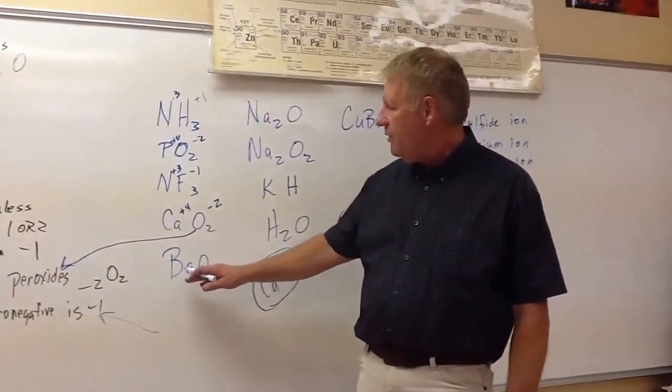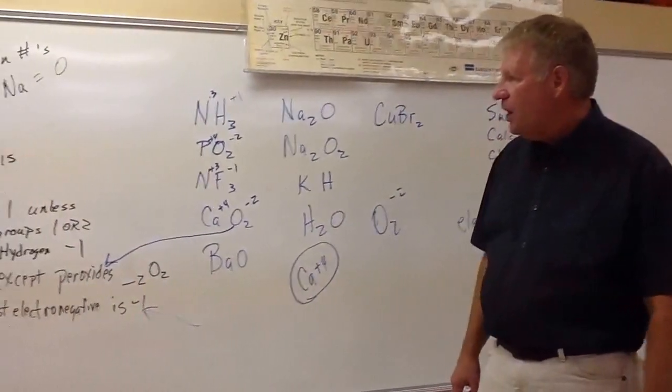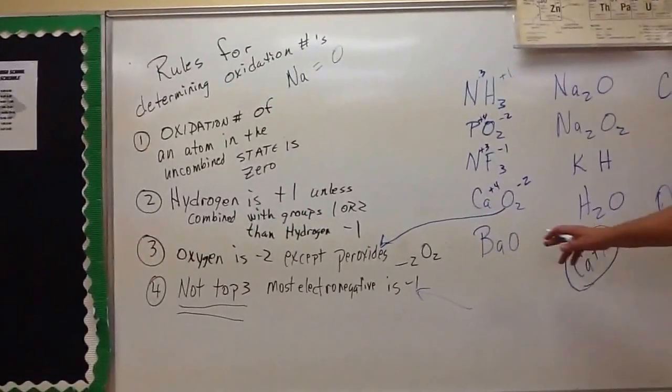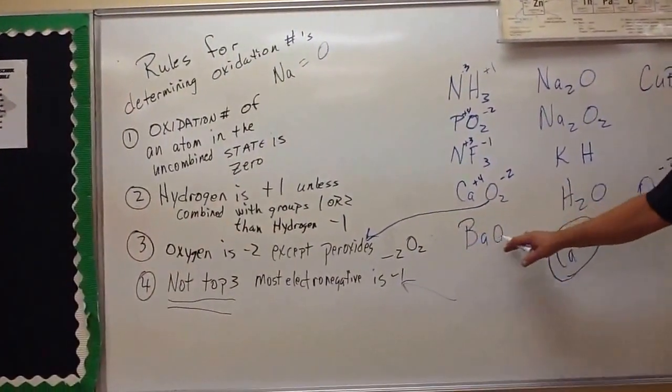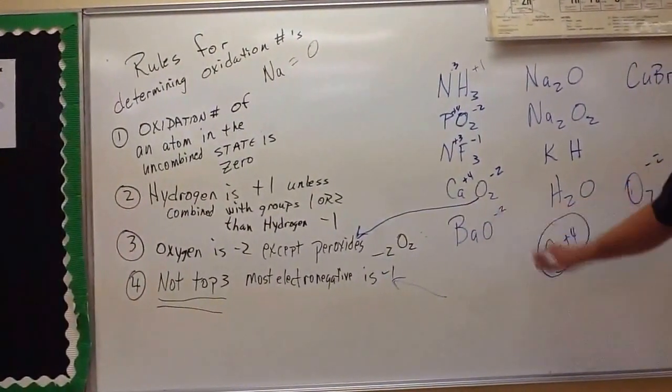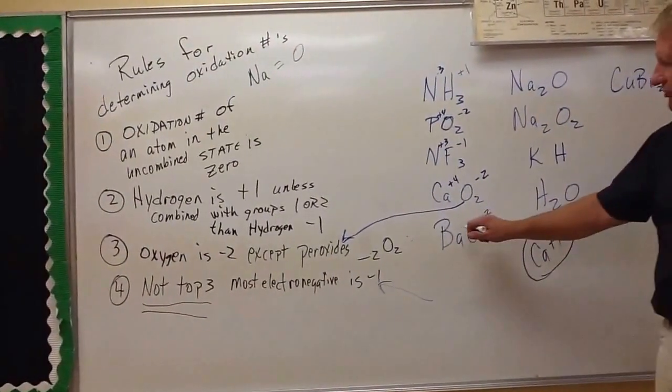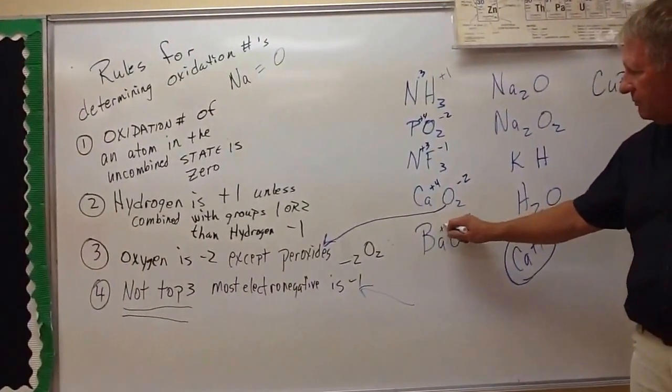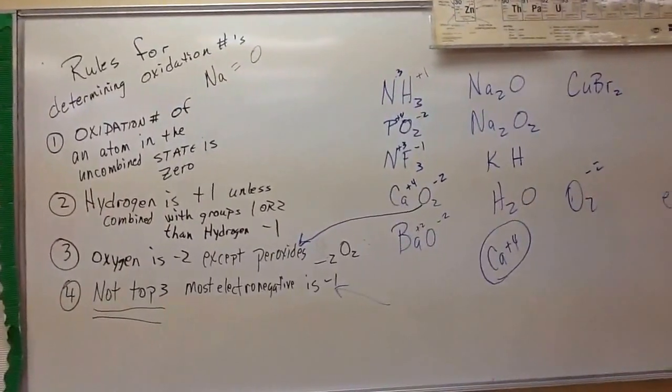Now we have barium oxide. So I go in here once again. Here's oxygen, same rule. It's -2. So what does that make barium? It makes it a +2. Oh, so you know we're getting the hang of it.